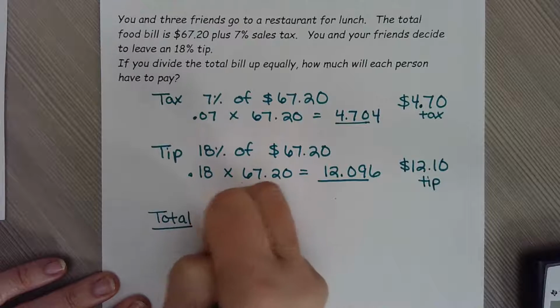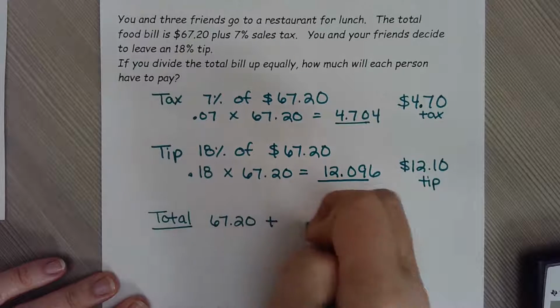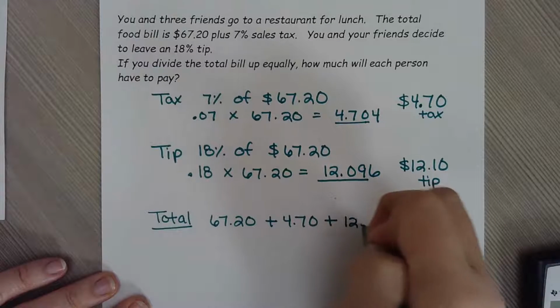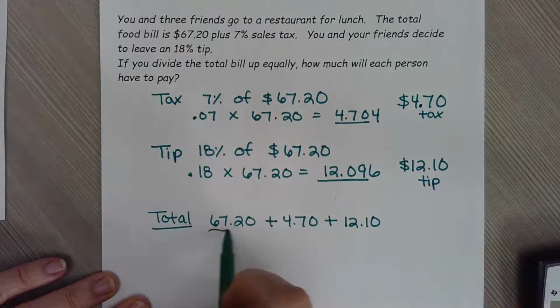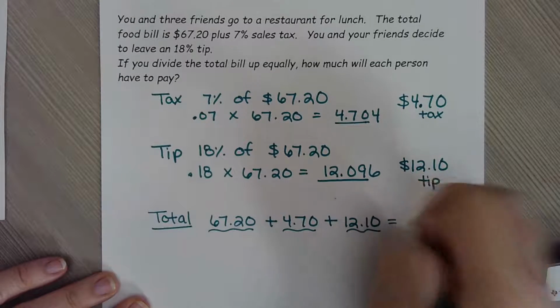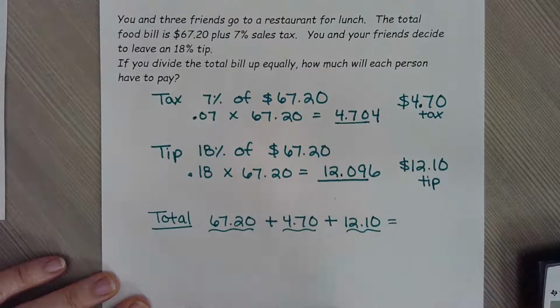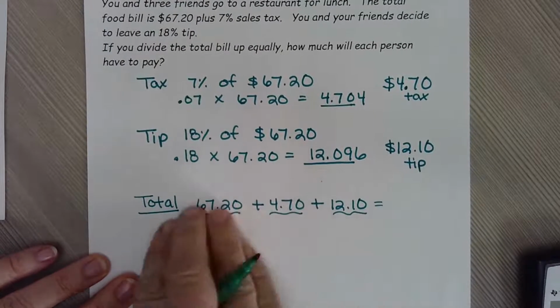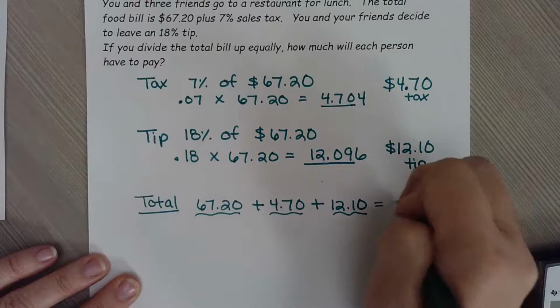And then just like we did the other day, we now find the total by doing the food plus the tax plus the tip. So again, we have the food, the tax, and the tip. Notice because my work was very neat, it was easy for me to find that information. So when I add up these 3 numbers, I get $84.